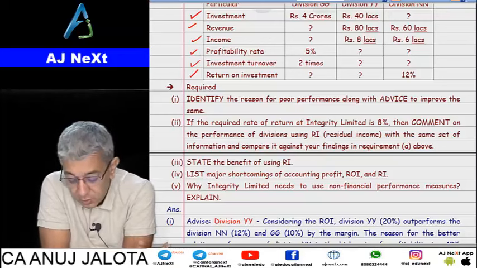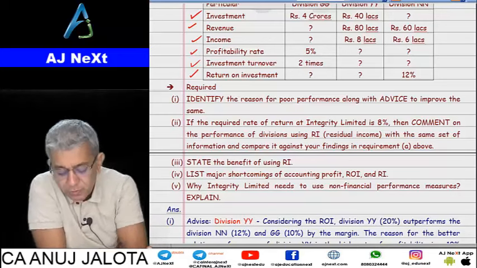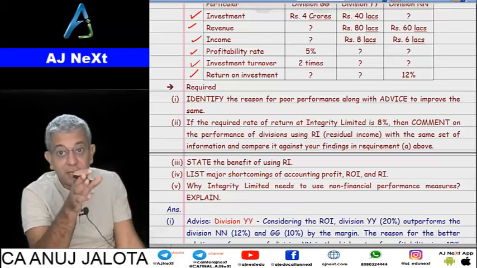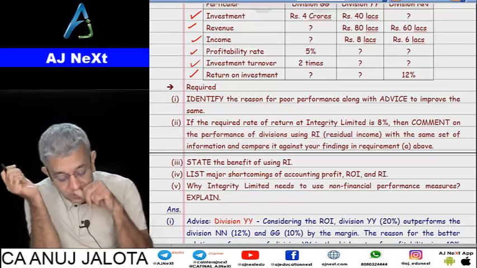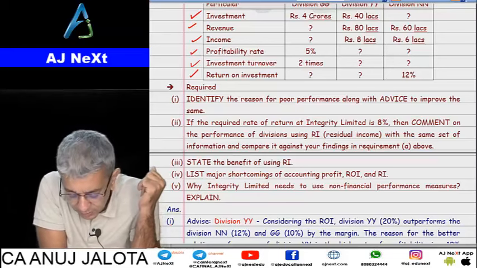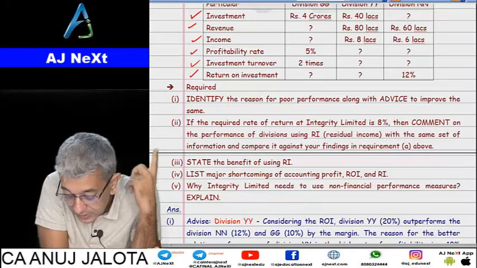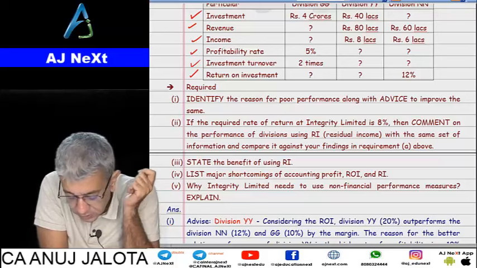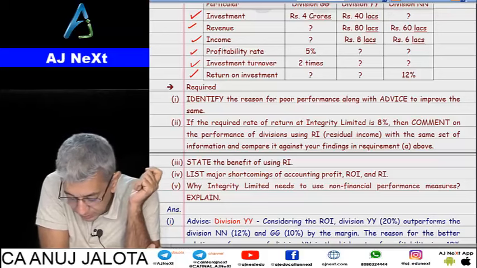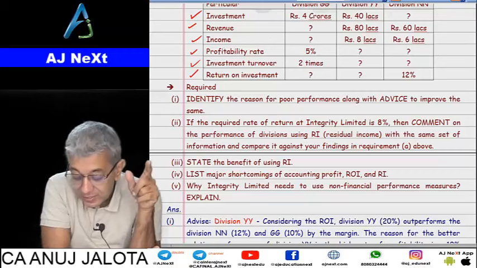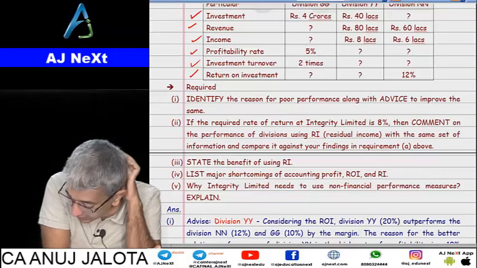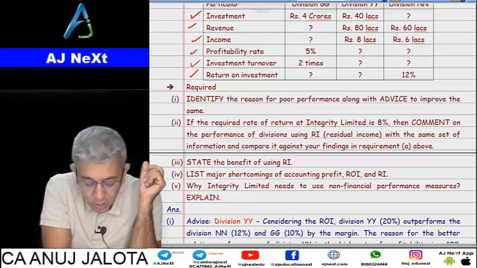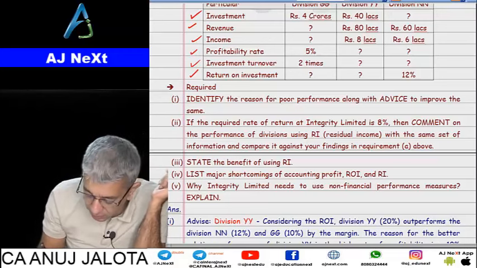So, identify the reason for poor performance. Those guys are saying that you find out why there is a poor performance. First of all, we don't even know whether there is a poor performance or not. We need to find out all the question marks to find out that. Second, if the required rate of return at Integrity Limited is 8%, then comment on the performance of the divisions using the RI, that is the residual income approach, with the same set of information and compare it against your findings in requirement one above.